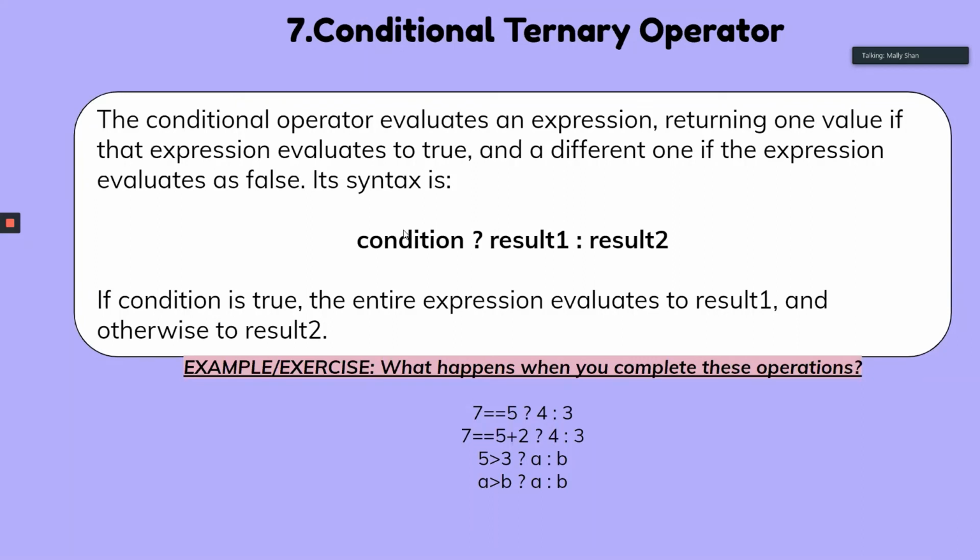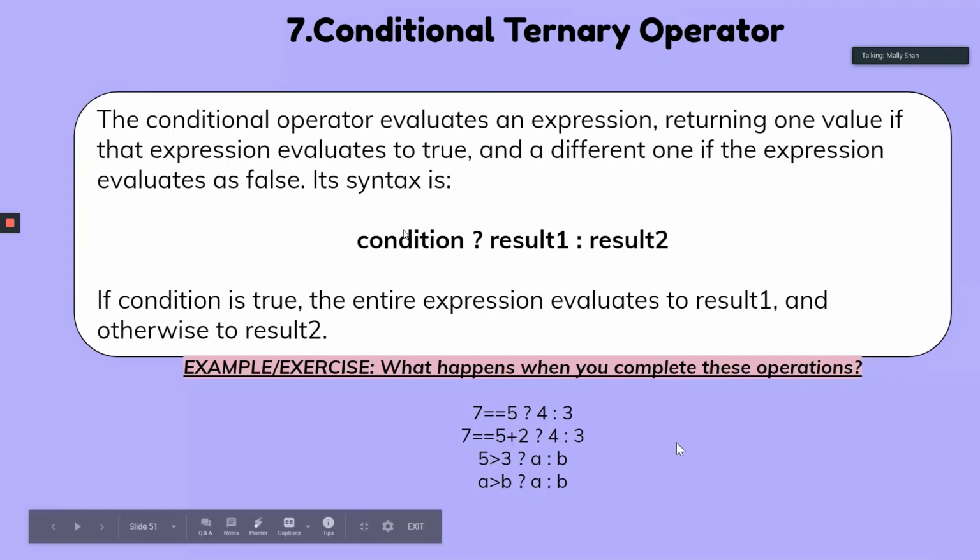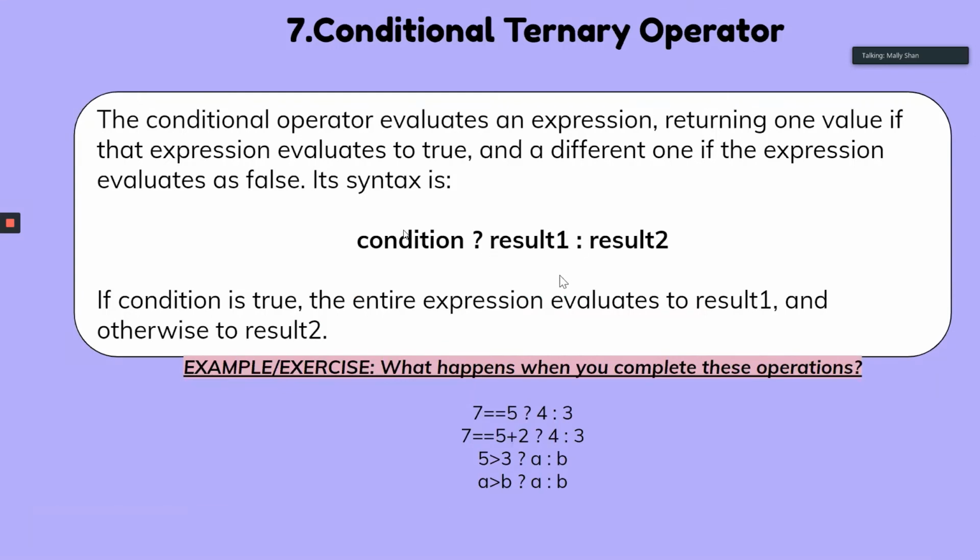So the conditional operator evaluates an expression, returning one value if that expression evaluates to true, and a different one if the expression evaluates to false. For example, we have our condition here, and this value, result 1, occurs whenever the condition is equal to true, and result 2 occurs whenever the condition is equal to false.